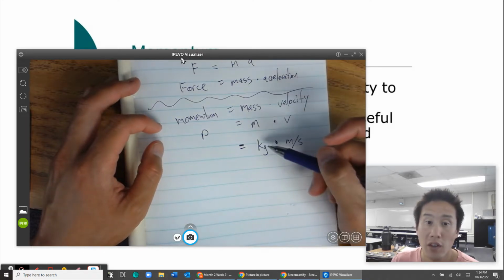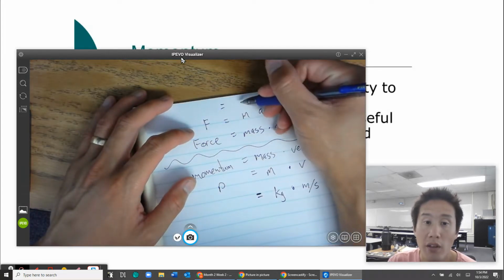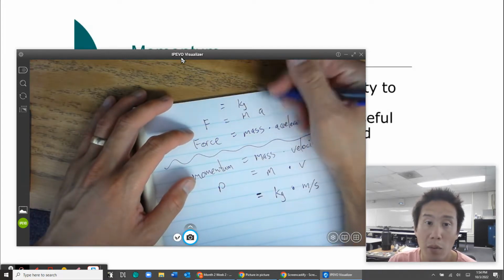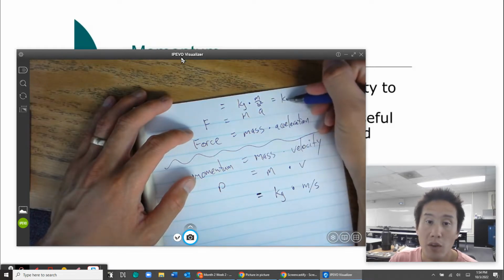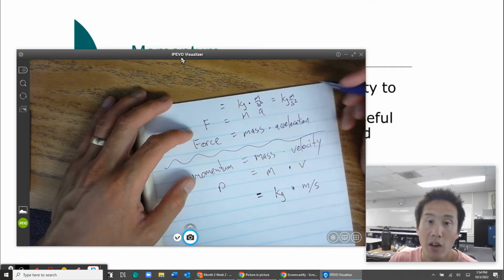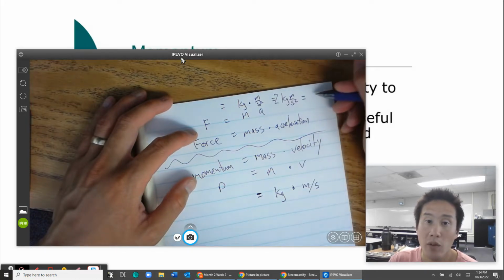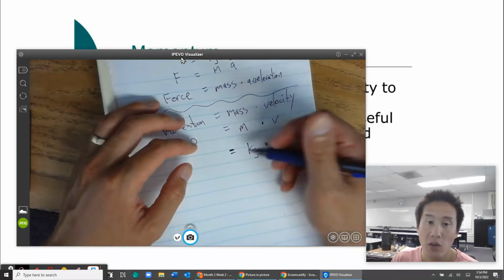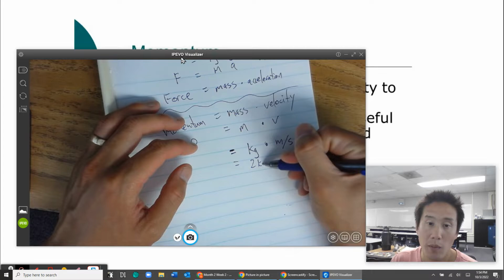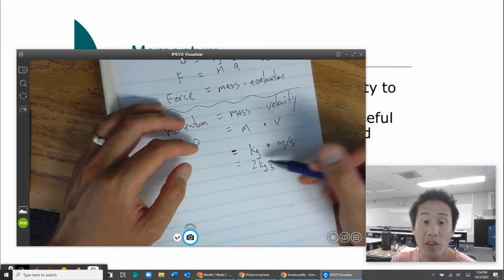So the unit for momentum is kilograms times meters per second. Up here, force, if you remember, was kilograms times meters per second squared. Like if I said I had 2 kilograms meters per second squared, that'd be the equivalent of saying 2 newtons. For momentum, it would just be 2 kilograms meters per second, and that's it. That's all you have. You don't say that that's newtons.